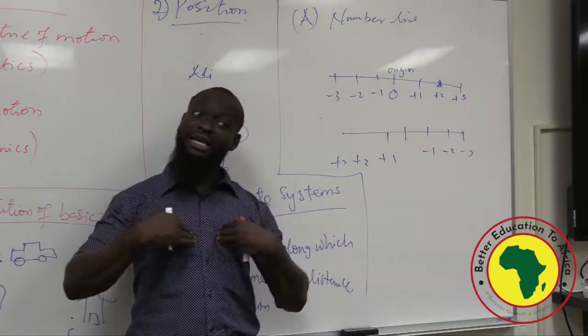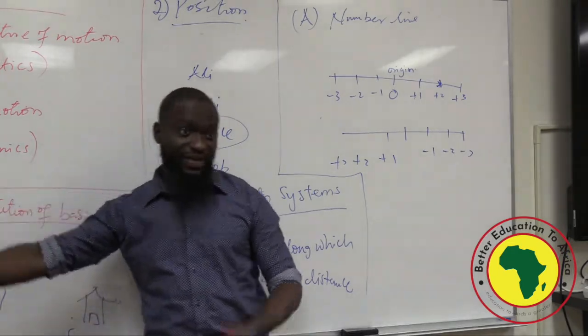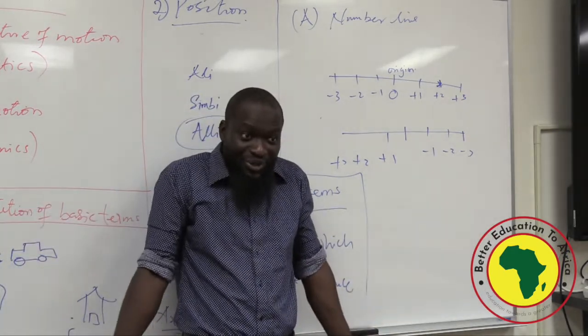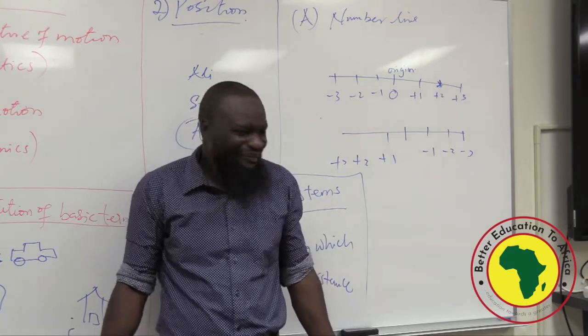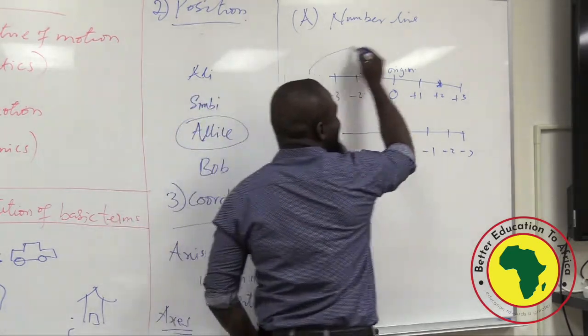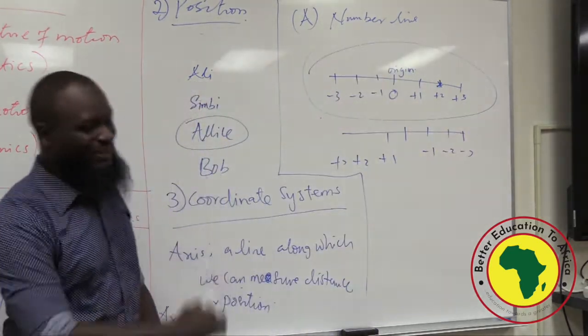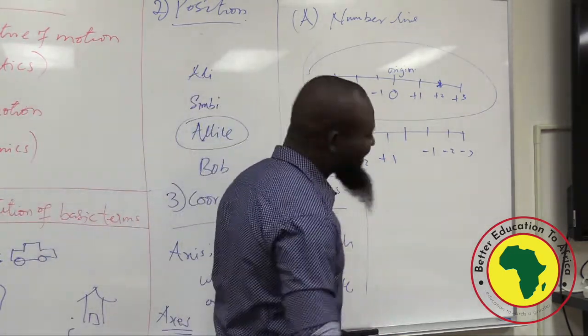So you tell the person, my negative axis is to my right and my positive axis is to my left. Yes, that's what I choose to do. You have that freedom. Okay? But usually, conventionally, we use this other one, where we take the positive axis to the right and the negative axis to the left.